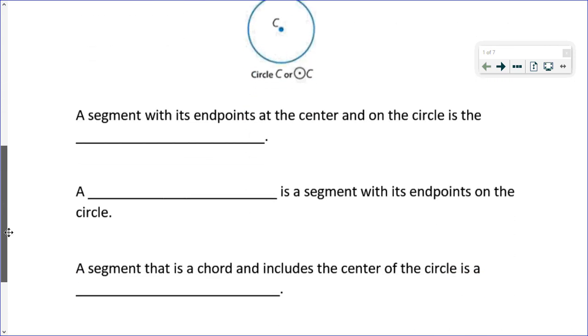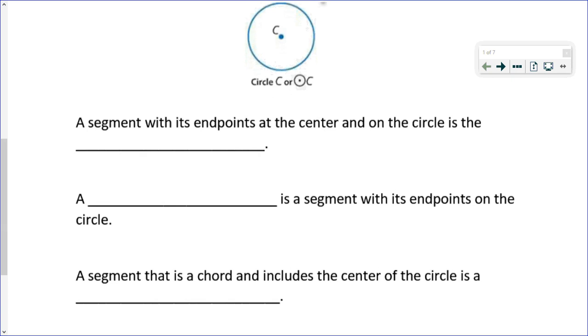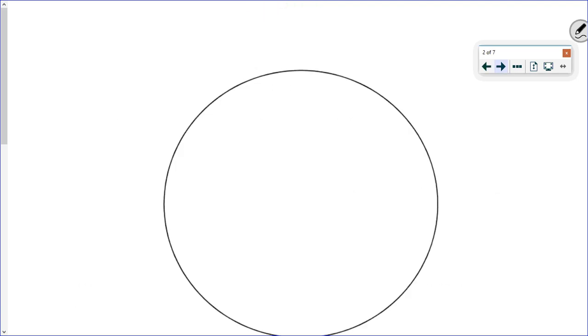So these next three. A segment with its endpoints at the center and on the circle is called the radius. This is the segment that we're describing here would be called the radius. And let's go over here to the next slide, and let's draw a radius.